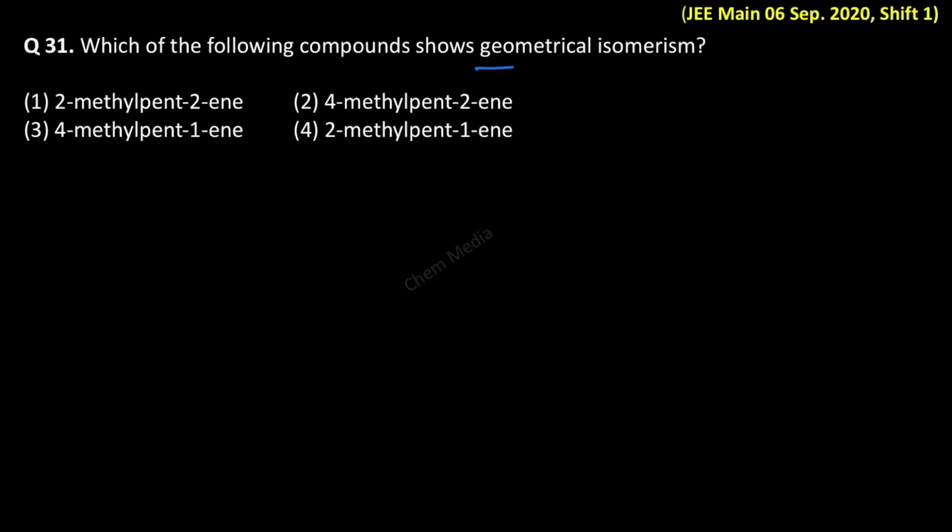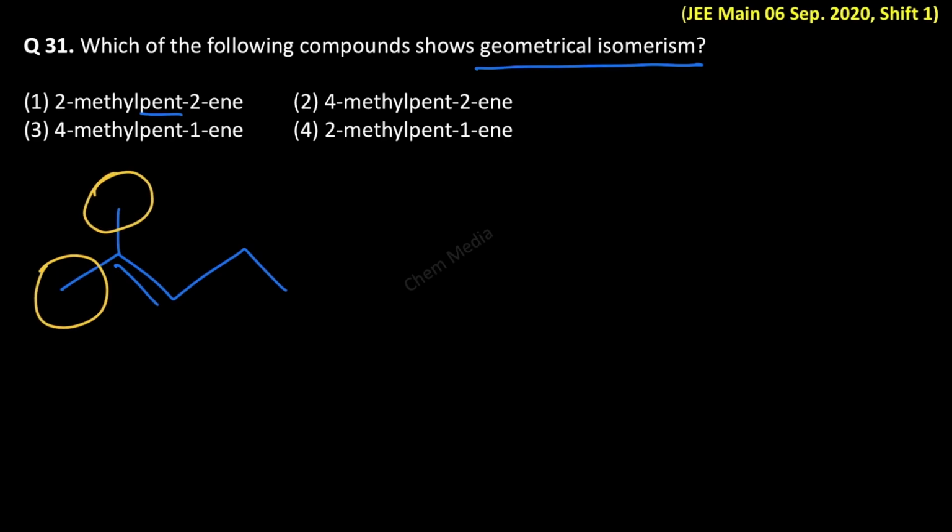Here's a question based on geometrical isomerism. So let's write down the structures in bond line notation. We have 2-methylpent-2-ene. Pent is the root word, which means we have a 5 carbon chain: 1, 2, 3, 4, 5. At the 2 position, we have a double bond, and then at the 2 position we have a methyl group. This molecule will not show geometrical isomerism because we have 2 methyl groups on the same side of the double bond. So therefore option 1 is incorrect.